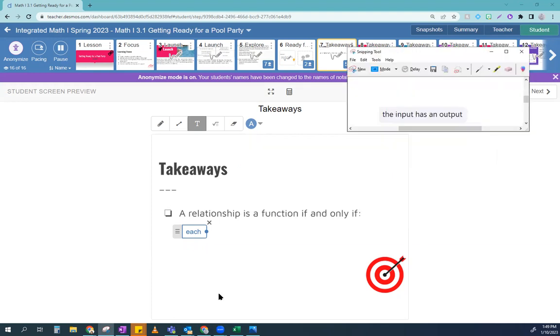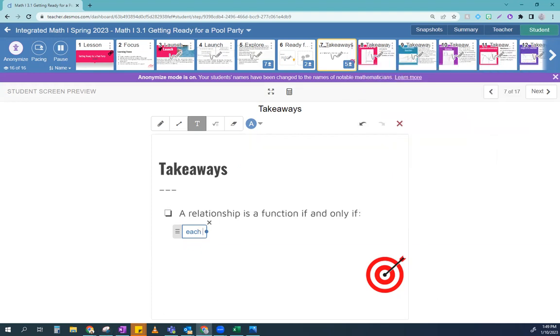So I'm going to type this out really quick. Each input has only one output. And so we said you can use the vertical line test for this, of course. Okay. Each input has only one output. Very good. All right, let's move on.